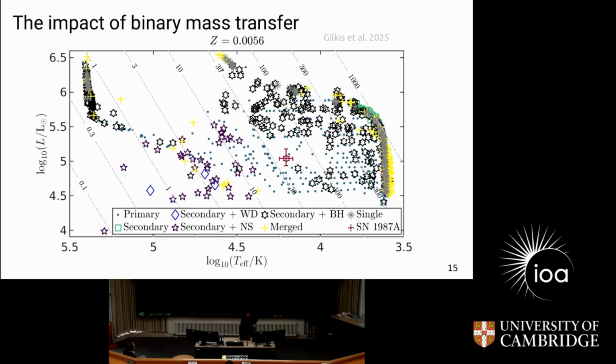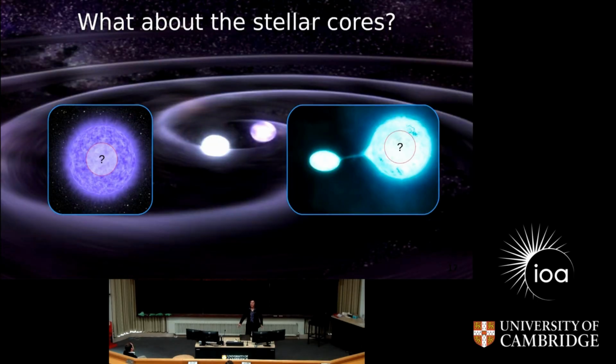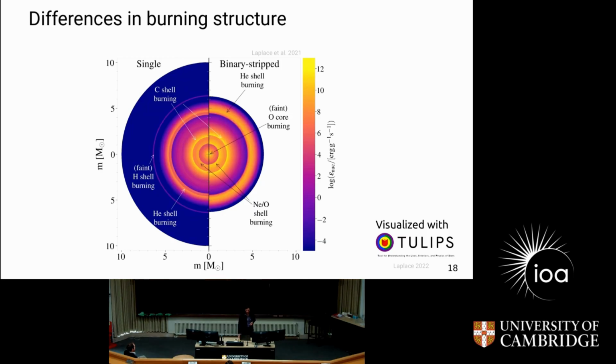It would be fun. Okay, so what we've learned so far is that binary mass transfer really affects the life and the death of stars. But this raises a question. We have only looked at the outer layers of stars, basically, and we've seen that this changes. But what happens to their cores? Does binary mass transfer matter for the stellar cores? Well, it turns out that it really does. And this has a number of really exciting consequences.